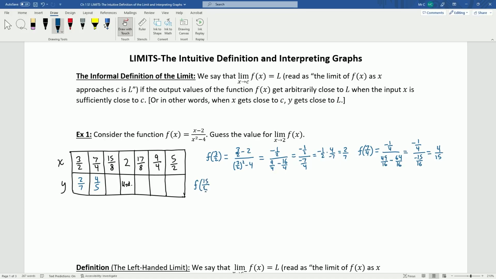F of 15/8. Okay, 15/8 minus 2, going to be -1/8 divided by 15/8 squared. So 15 squared is 225 over 8 squared, that's 64, minus, and 4 is the same thing as 256 over 64. So this is -1/8 divided by -31/64. And again, I multiply by the reciprocal here. 64 divided by 8 is 8. The negatives cancel. I get left with 8/31.